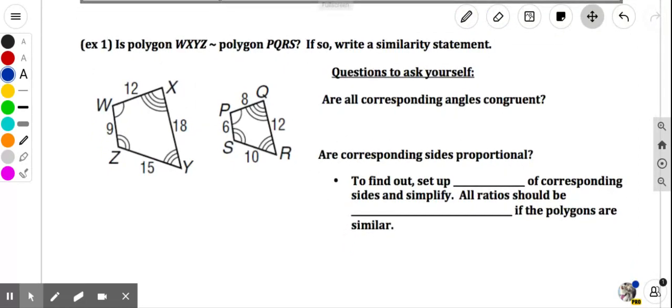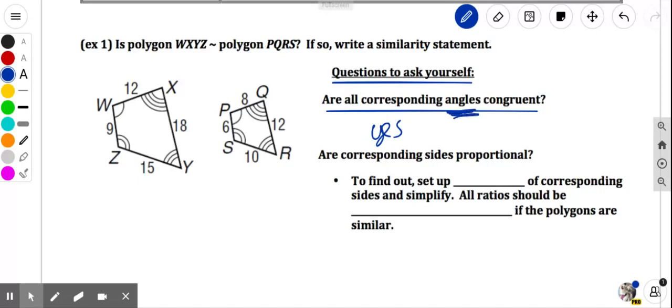So the first thing that we're going to do, here's questions to ask yourself, is are all corresponding angles congruent? So you look at the picture and just make sure all the angles match up, and they do. And if the angles are not congruent, like if I was given these two figures and none of the angles were marked, I would say that they're not similar because there's not enough information to determine if they're similar. So the angles are important. You have to check the angles first. So once you figure out that the angles are congruent, then you test to see if the sides are proportional.